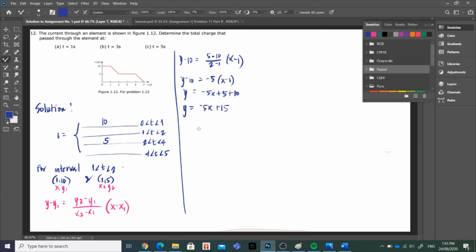And then palitan natin yung mga variable natin in terms of current. So, y-axis tayo and then sa x-axis time. So, this is I is equal to negative 5t plus 15. So, this is our equation for second interval. Lagay na natin: negative 5t plus 15. Okay, next for interval.